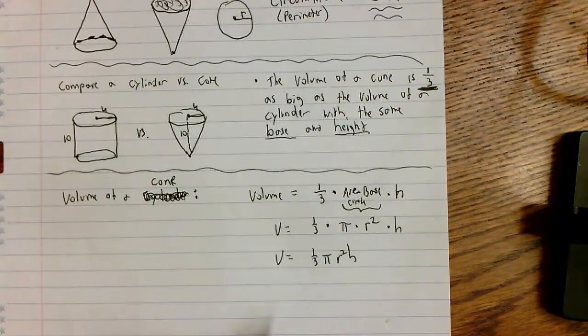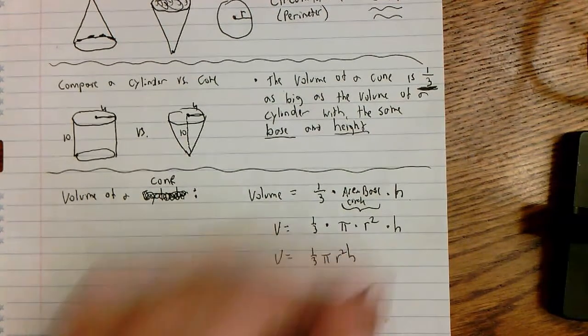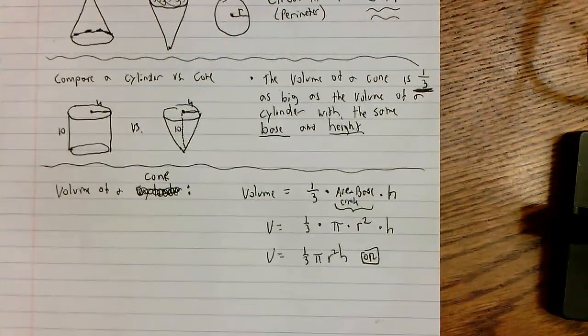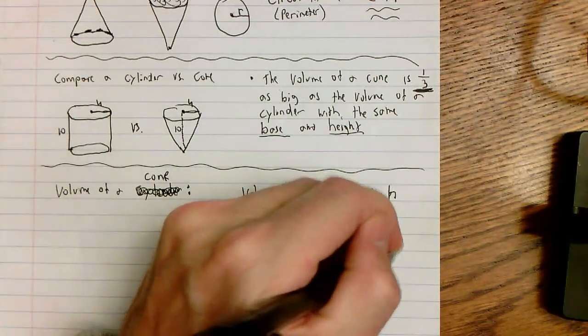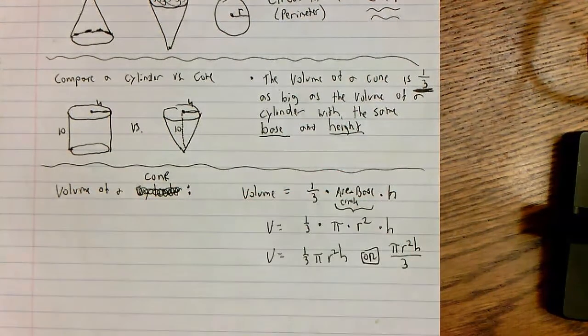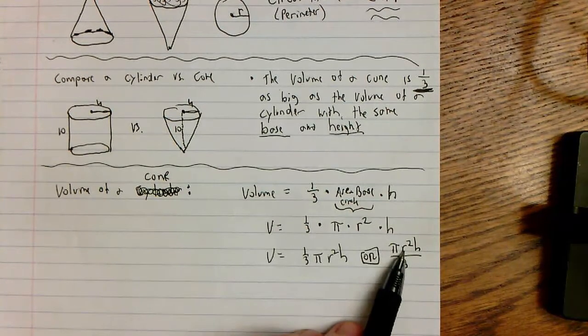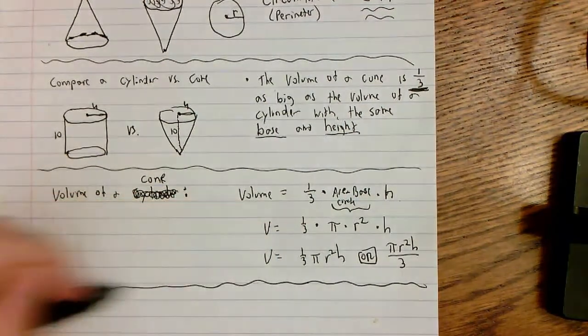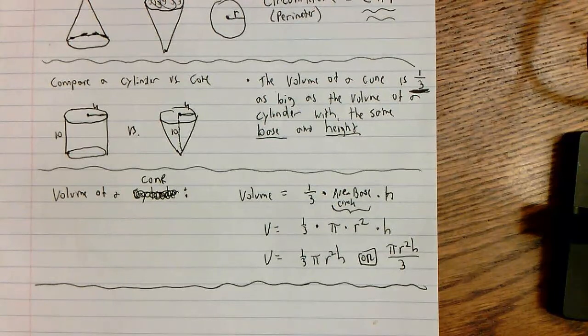Now, some people do not like to multiply by 1/3. They think that's kind of difficult on the calculator. So what you can do instead is divide by 3, which is the same as multiplying by 1/3. You can put pi times the radius squared times the height, and then divide by 3. That is your formula for the volume of a cone.